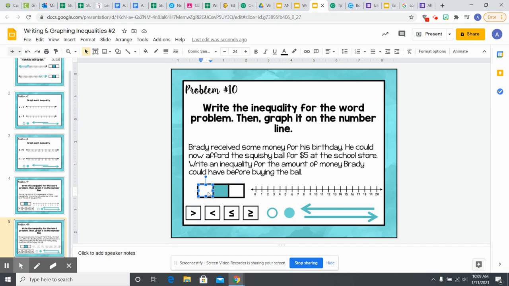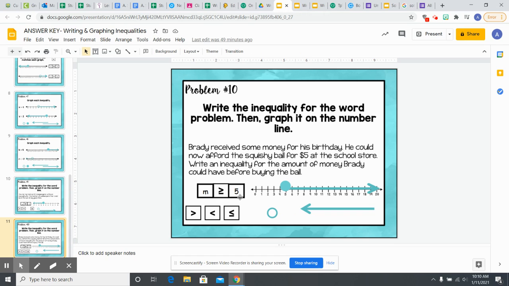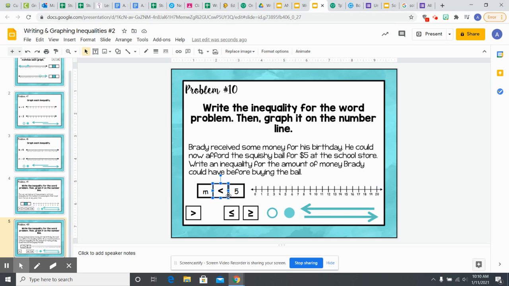So let's go ahead and use M for money, and since it's $5, we're going to use 5. So we know that when he got birthday money, he could afford the $5 squishy ball, but before it, he couldn't. So that means he had less than $5. And we can always go back and look at our answer key. Oh, no. Oh, I read that wrong. Sorry, guys. That's my fault. I know what it's saying now.